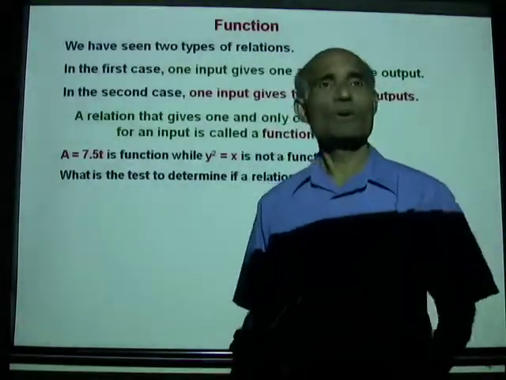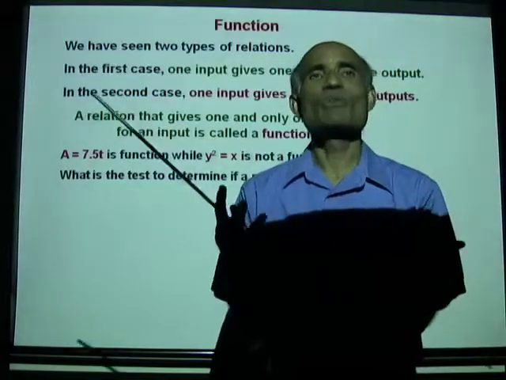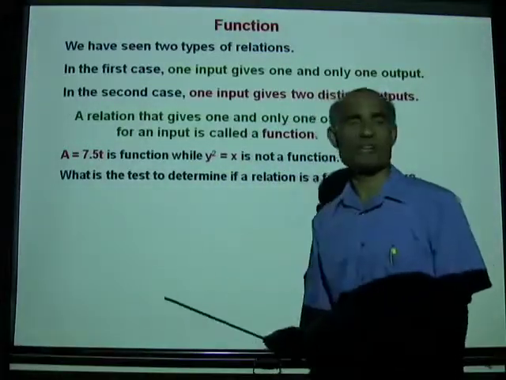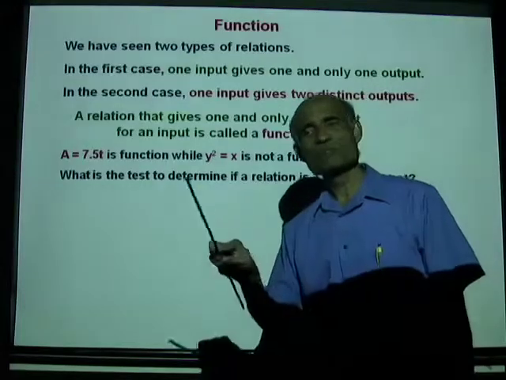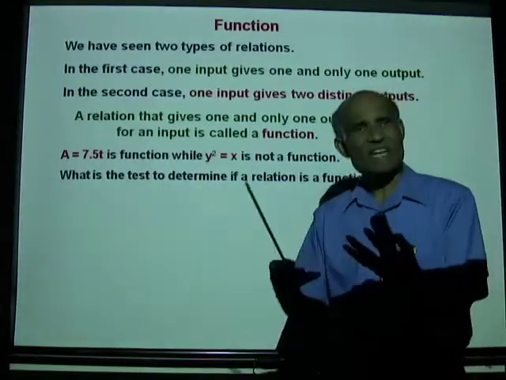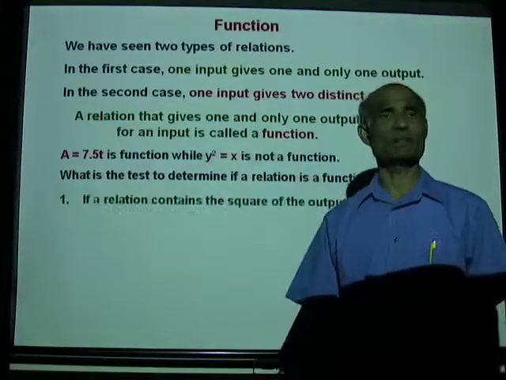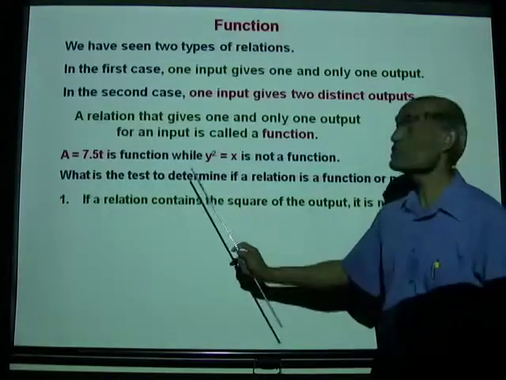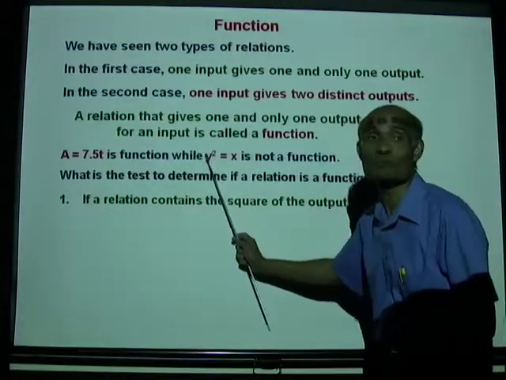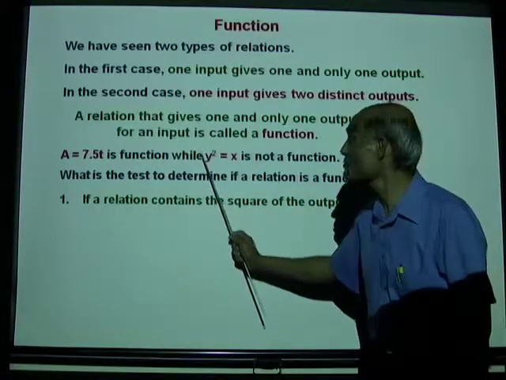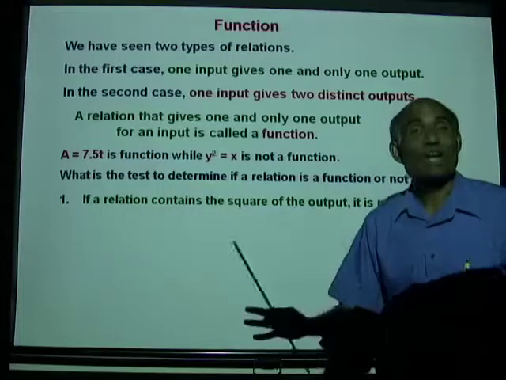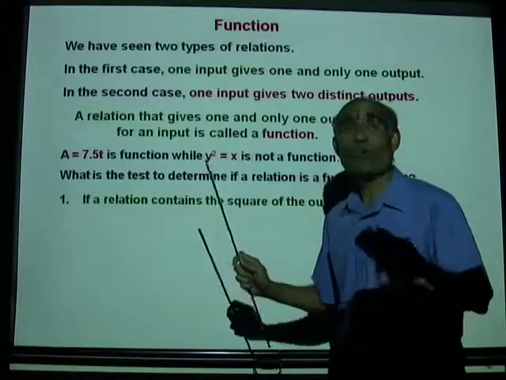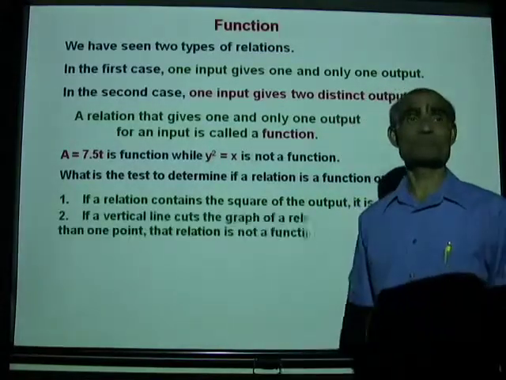And so, if I ask you, what is the test that determines if a relation is a function or not? What would you say? If I write down a relation and ask you if it is a function or not, what is the test that you will actually use to determine that? Well, first of all, if a relation contains the square of the output, look at this. If a relation contains the square of the output, it cannot be a function. If you have the square of the output, it means one input will give you two outputs.